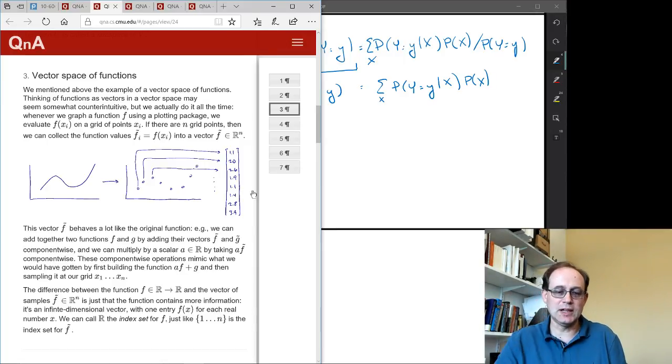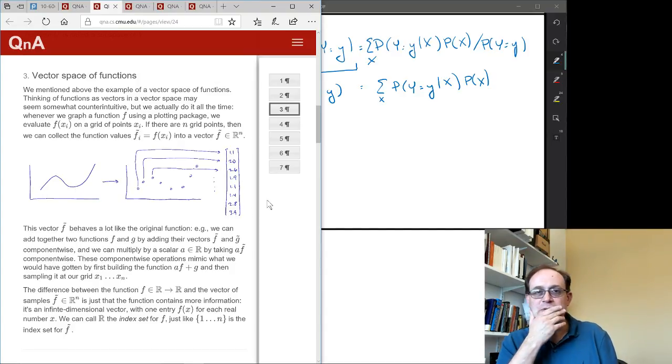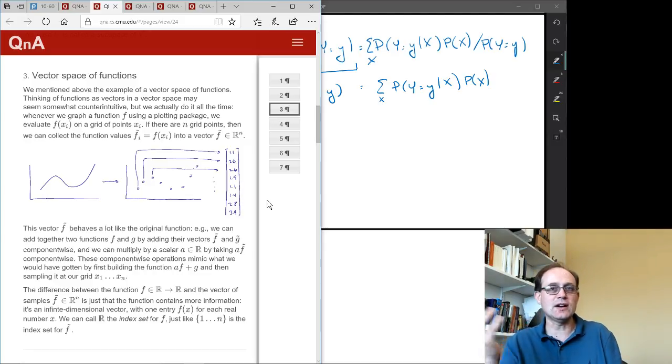For example, if you took this function and multiplied it by 3, you would multiply all of the y values in this vector by 3. And if you took two functions and added them together, that would be the same as adding their vectors in the ordinary sense of vector addition in Rn.